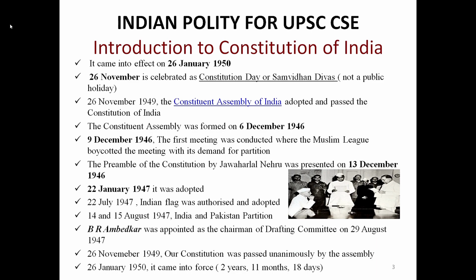So this is a small picture which consists of our Jawaharlal Nehru. We have Rajendra Prasad, who was the chairman of the Constituent Assembly, at the center, and he was also the first president of our nation. And we also see the father of our Indian Constitution, B.R. Ambedkar, in the same picture.